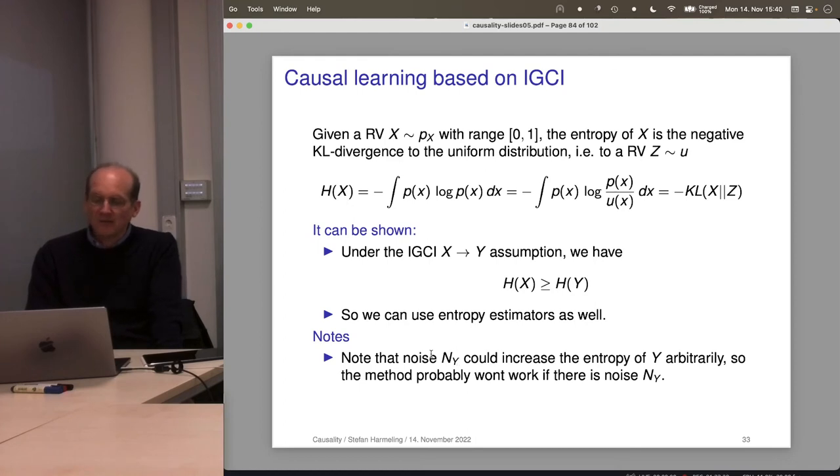Anyway, the problem of the IGCI method is that your observations must be noise-free, which in reality data never is. And so you never know whether you are really measuring what you want to measure or whether you're measuring the noise in this case.